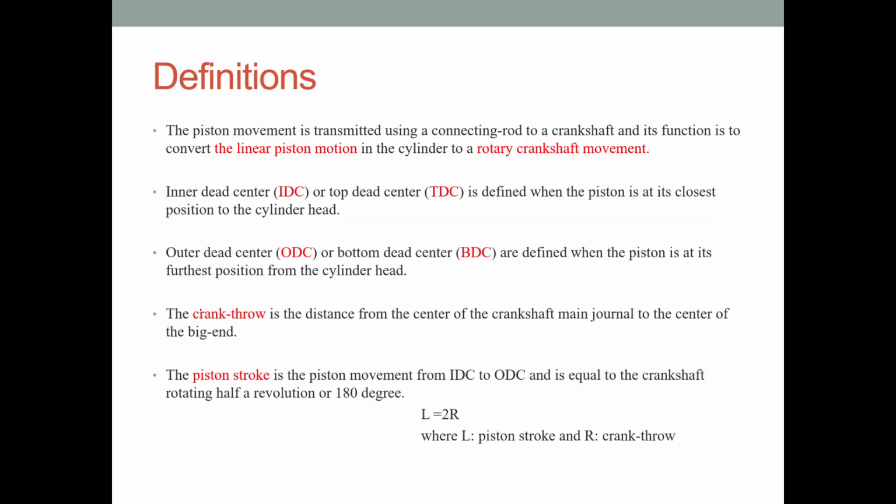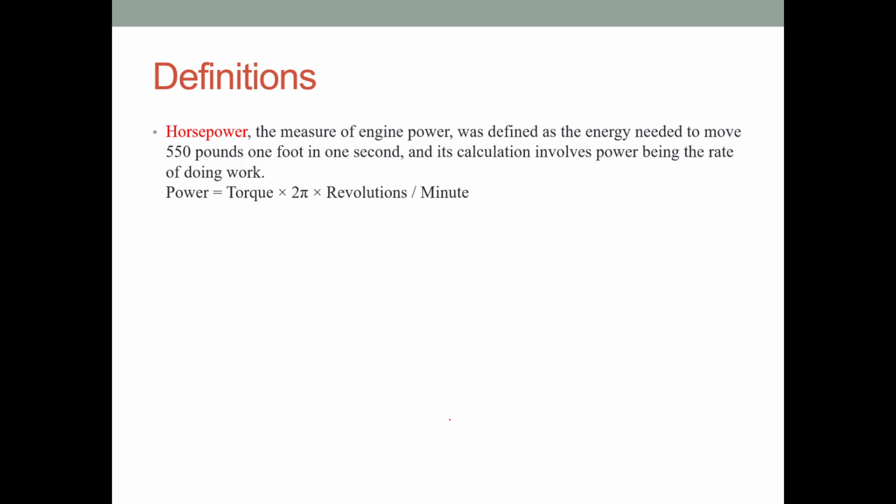Another important piece of information is the crank throw. Crank throw is the distance from the center of the crankshaft main journal to the center of the big end. So that's a crank throw. And why is crank throw important? Because using crank throw, we can calculate the piston stroke. A piston stroke is the piston movement from TDC to BDC, and is equal to the crankshaft rotation of half a revolution, or 180 degrees. So how we can calculate it is L equal to 2R. So that's a piston stroke. I talked about horsepower already, but I put the definition of horsepower here for your convenience.